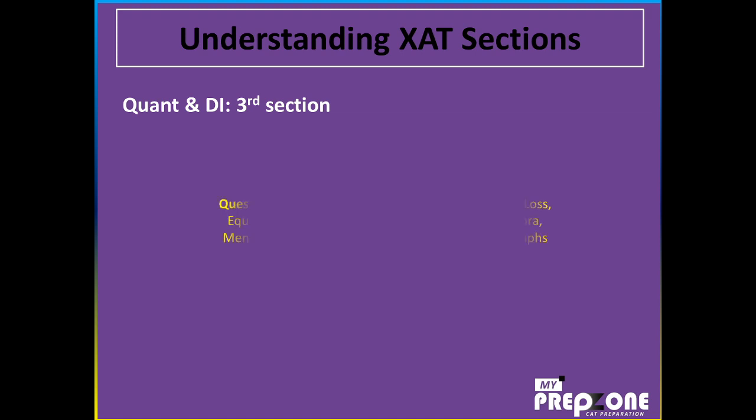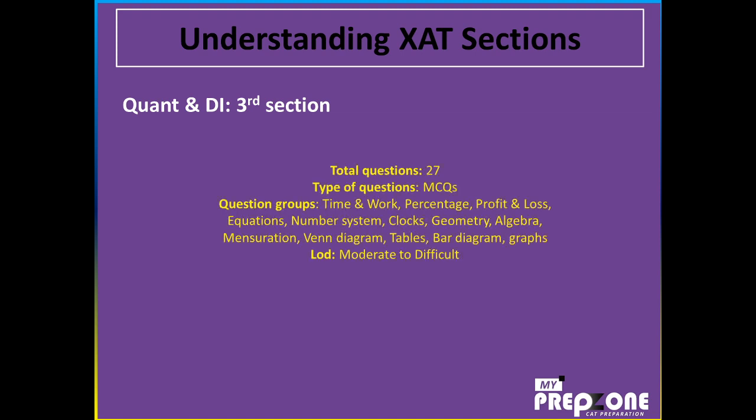The third section that I need to talk about is quant and DI. It is going to be very similar to CAT. Of course, the level of questions will be a little bit difficult, and there are a total of 27 questions. When I say these question groups, that doesn't mean that this is the only syllabus. It can come from anywhere, but primarily it is seen that most of the questions come from topics like time and work, percentage, profit and loss, number system, clocks, geometry, algebra, mensuration, Venn diagram, tables, graph, etc.